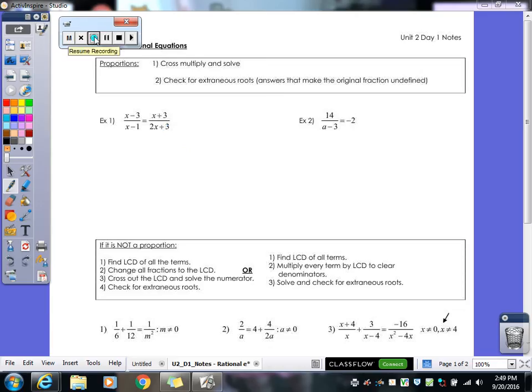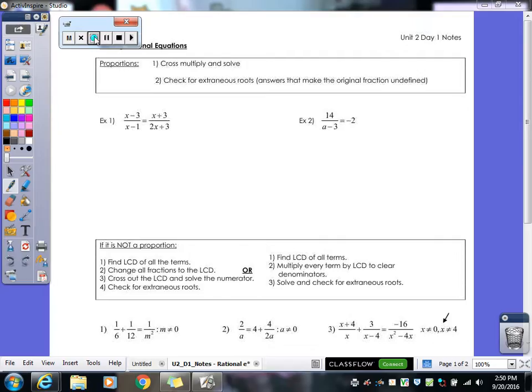Alright, here we go. First day of Unit 2. First thing we're doing is solving rational equations. Now we just finished rational expressions. We simplified them, we multiplied, divided them, and then we were adding and subtracting with them. So what we're doing now is actually taking it and making it an equation. So we've got our equal signs, whereas before they were expressions, so there weren't any equal signs.